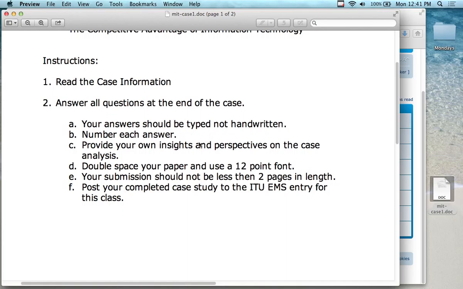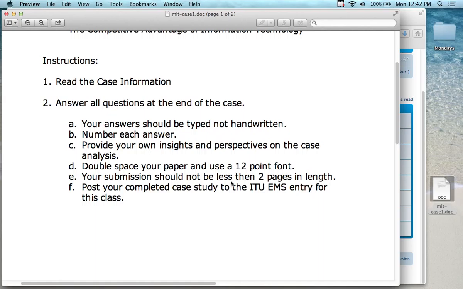Double space, use a 12-point font. You should not have any less than 2 pages in length. It can't be less than that, but it can be as lengthy as you want. You do not cut and paste. Do not copy, write it in your own words. Post your completed case study to the EMS entry for the class.